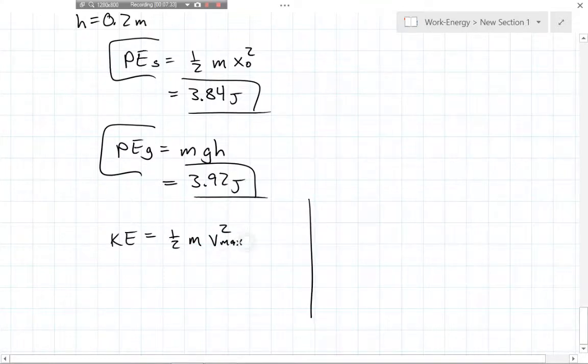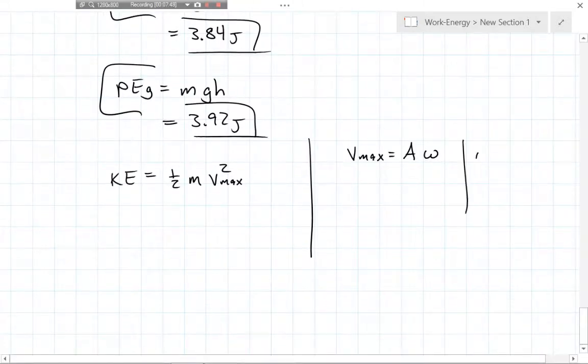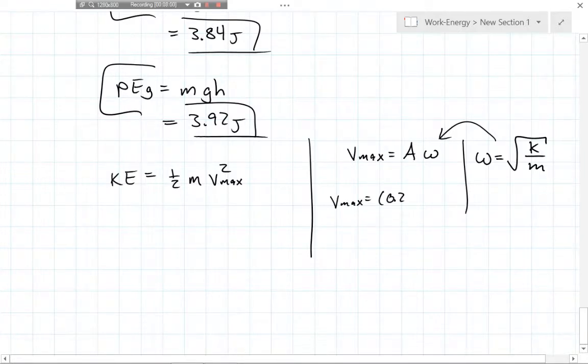So now the question is, how do we calculate the maximum velocity for a spring mass system? Well, remember that for any harmonic motion, Vmax is equal to the amplitude times omega, where omega is the angular frequency. And in particular, for a spring mass system, omega is equal to the square root of k divided by m. So plugging this in, we see that Vmax is equal to 0.2 meters times the square root of k over m.